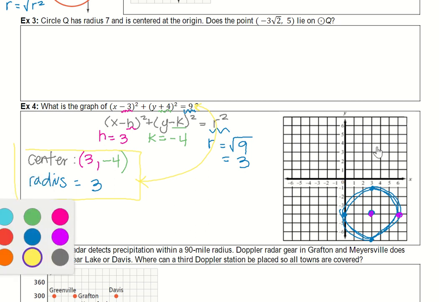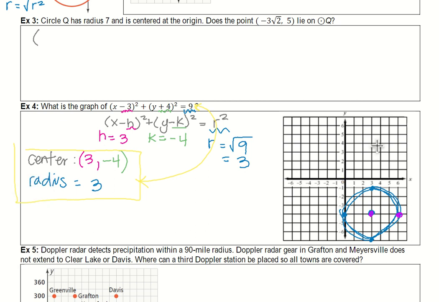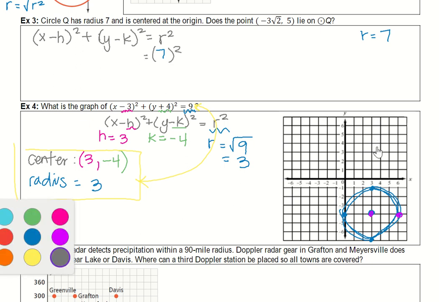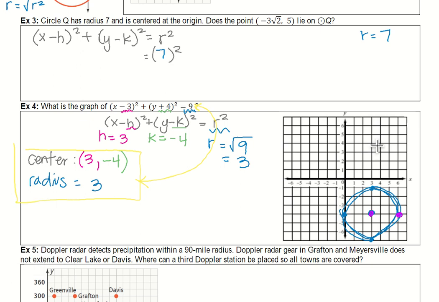They're giving me a point and they want me to determine if it lies on that circle. So what I want to do is determine if the equation works for that point. The equation of a circle we know now is x minus h squared plus y minus k squared equals r squared. If this circle has a radius of 7, they're telling us r is 7. So I can plug 7 in here, so I have 7 squared here. And it's centered at the origin, so the center is 0, 0. That's the origin. So h is 0 and k is 0.